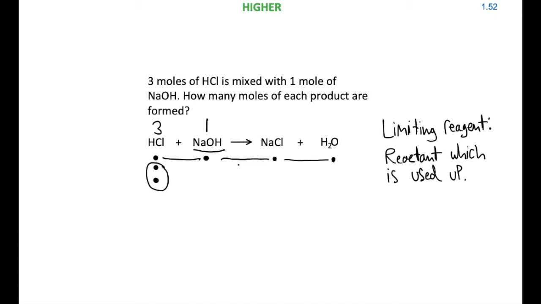If we increase the moles of hydroxide to 2 instead of 1, and then carried out the reaction again, we would then be able to produce 2 moles of each product. Whereas if we increase the number of moles of acid from 3 to 4, it wouldn't do anything because we already have an excess of that amount. So that's the pretty detailed explanation of it. But essentially, the limiting reagent is the reactant which is used up first.